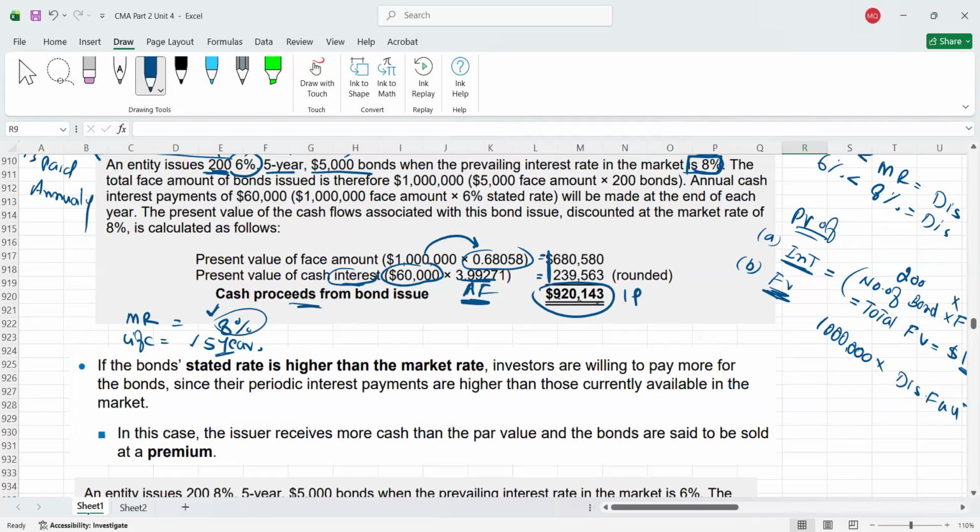But if the question asks what the amount of premium or discount is, you compare this figure with the par value, or the face value, which we have already calculated as 1 million. The difference is going to be the discount figure. See, this figure is lower than face, right? So the difference is the discount. Okay, guys, I hope it is clear. Any questions so far?